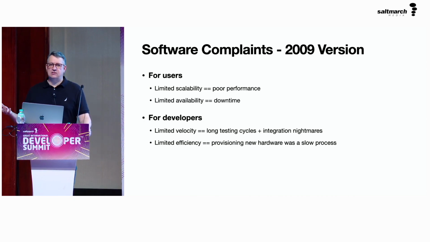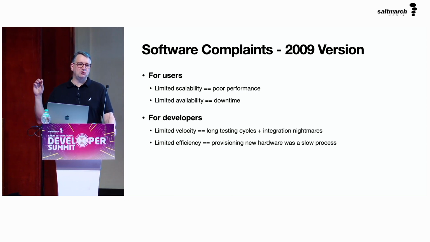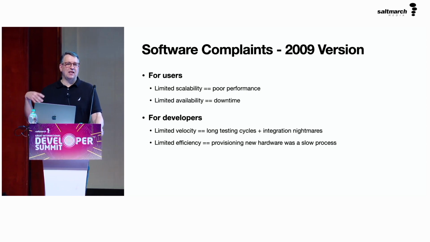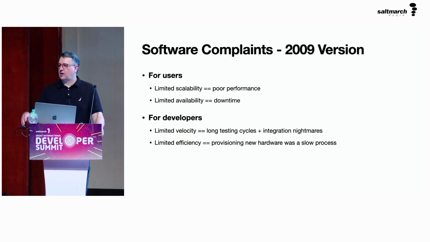So you were limited to the number of machines that would fit into the rack that you could convince your boss to buy. There were a lot of limitations in the hardware that was available. The consequence of that for your users was poor performance because the application didn't scale to where it needed to be. Things tended to be very slow because you were limited by the hardware that was available.